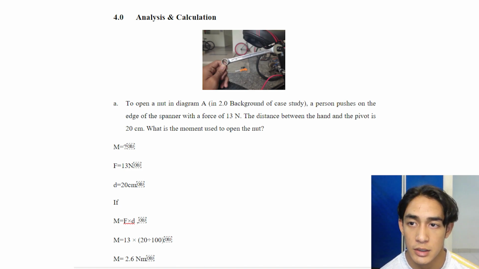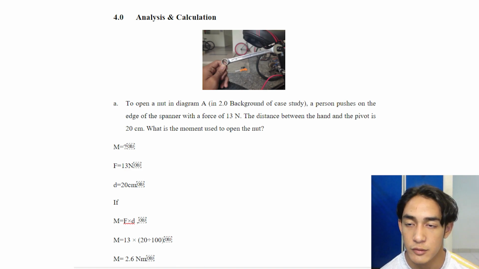Hello, my name is Safambe Ismail, and I will be explaining the analysis and calculation. To open a nut in diagram A in 2.0 background of case study, a person pushes on the edge of the spanner with a force of 13 Newton. The distance between the hand and the pivot is 20 centimeters. What is the moment used to open the nut?